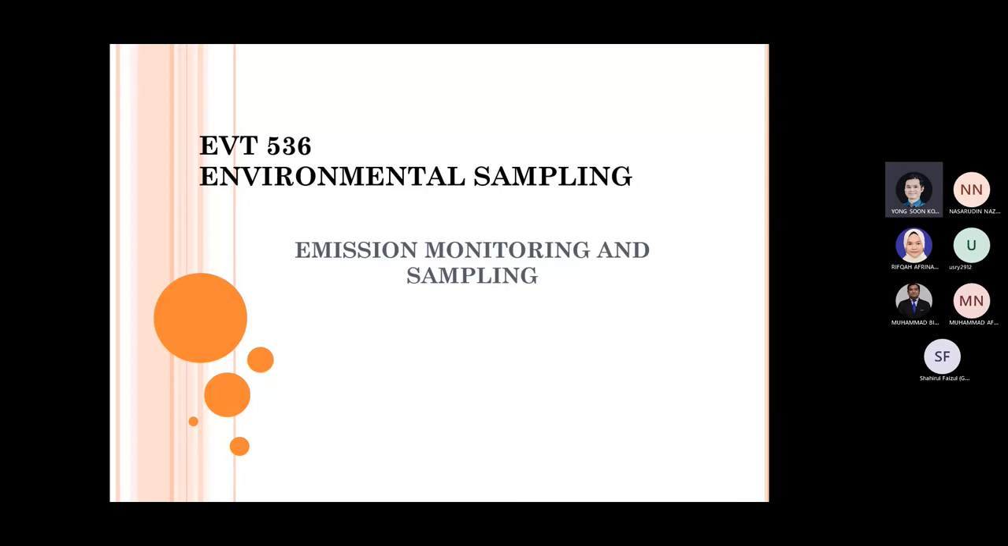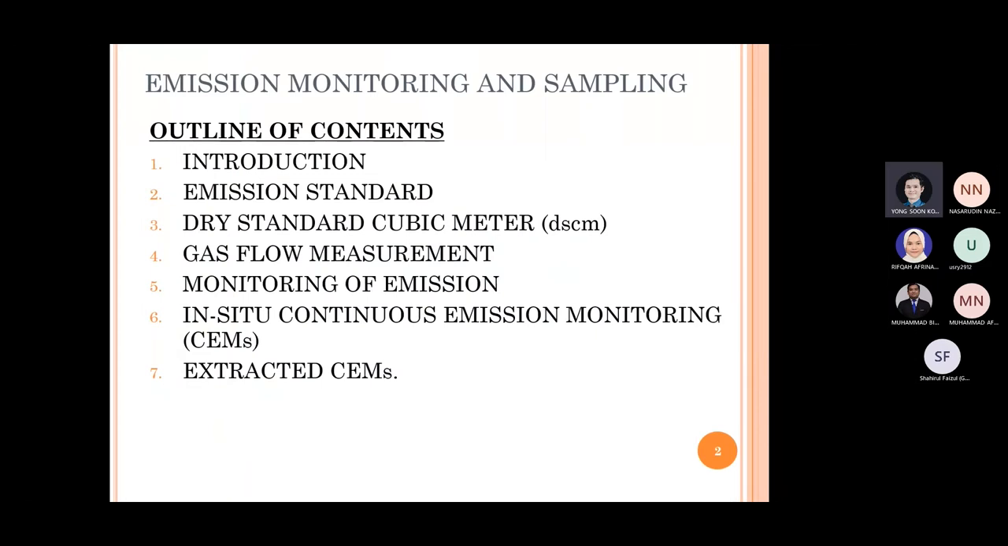So today I'm going to continue talking about environment sampling, specifically on the sampling and monitoring of emission air. These are the contents of our lecture today. There will be a few calculations for us to learn, before we go into learning the types of CEMs, or what they call continuous emission monitoring system. And at the end of this lecture, we're going to learn a little bit about the sampling and also analysis. You may find a lot of similarities between today's lesson and those from last week. But the majority of the things that you're going to learn today will be highlighted at the end of our lesson.